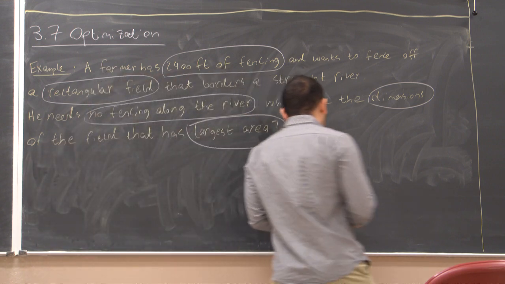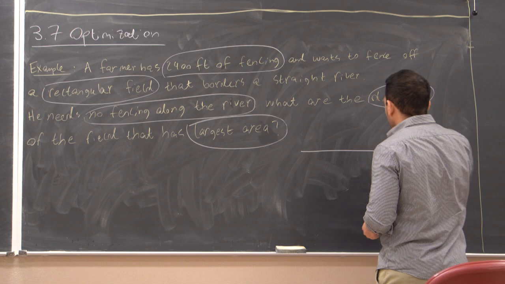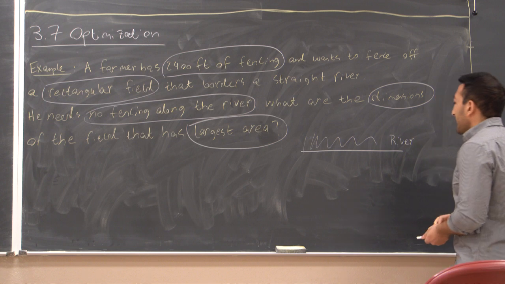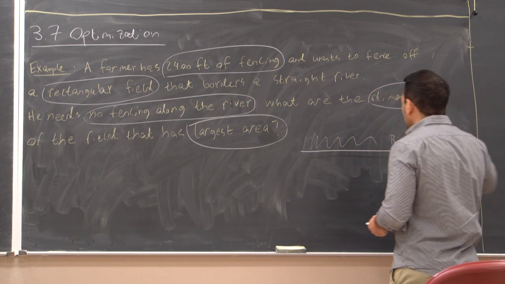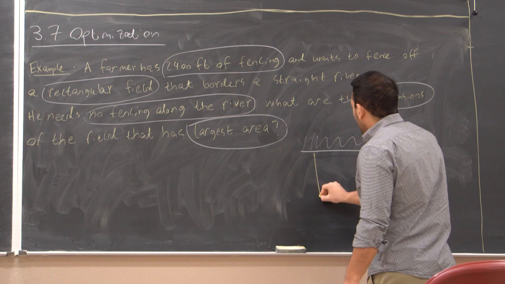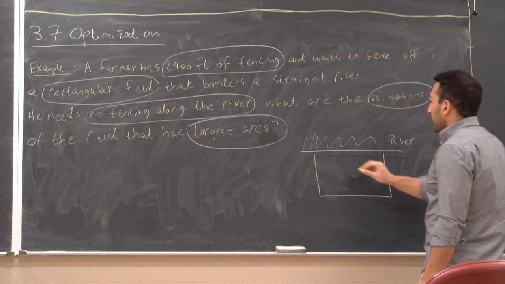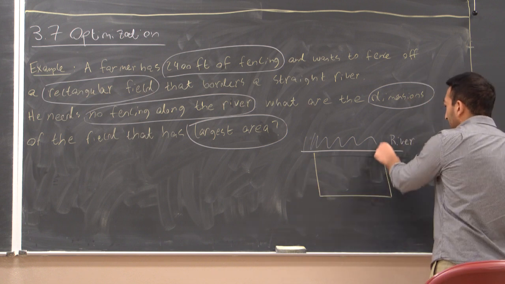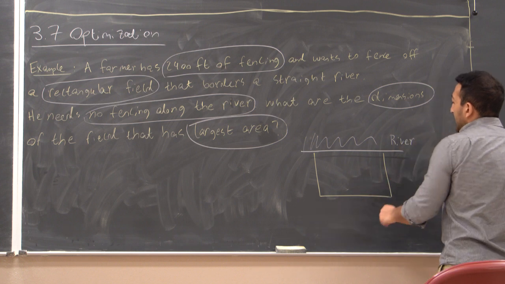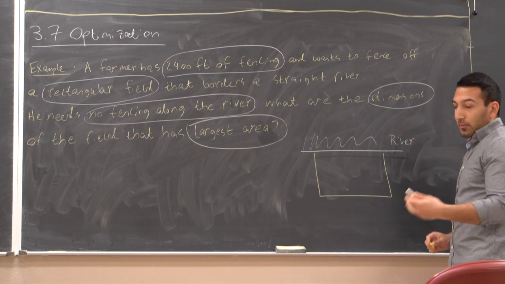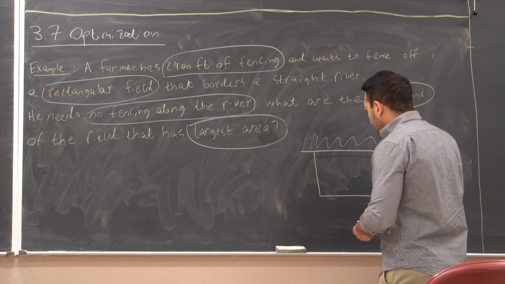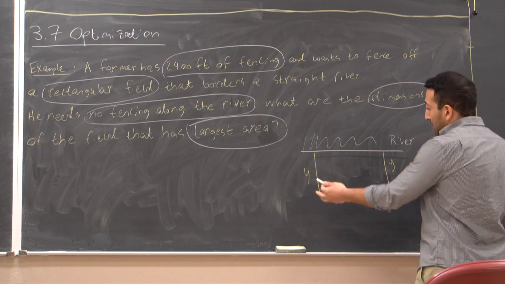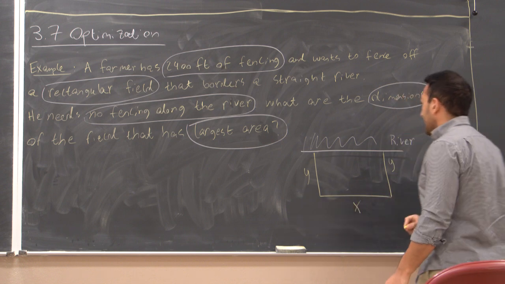So if we think about it, here's the river, a little water here. And we don't need any fencing along here. So we're making this rectangular field like this. Okay? So the sum of these three lengths of fencing is the 2,400, which is exactly the perimeter of this shape right here. So if we label this Y, we know that this is also Y, since it has to be a rectangle, and we're going to call this X.